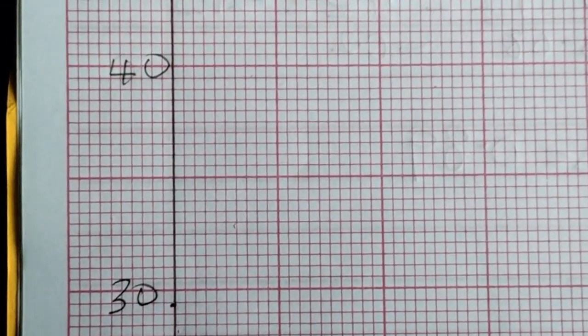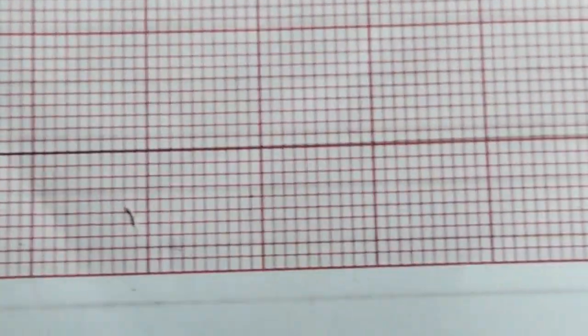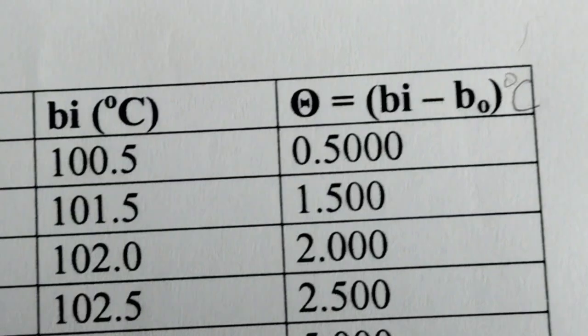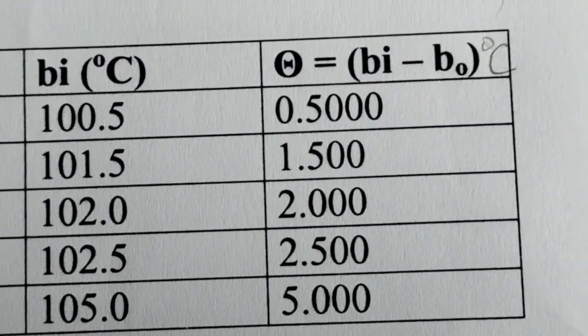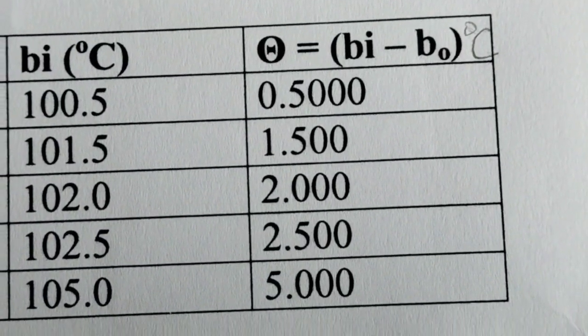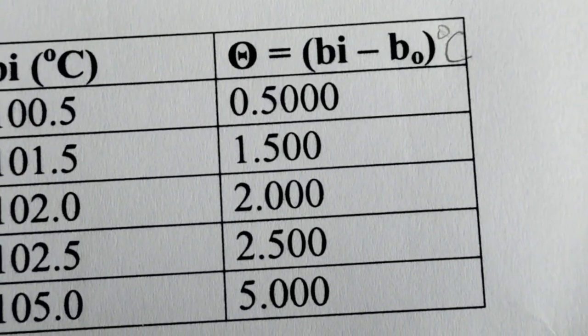So having done that, we now scale the horizontal axis. That is, the horizontal axis, of course, is the theta axis. Theta in degrees Celsius. So that's the horizontal axis. Theta. So let's look at the values of theta and know how to choose our scale. The least value of theta is 0.5 and the highest value of theta is 5. So they range from 0.5 to 5. So let's go and scale the horizontal axis.